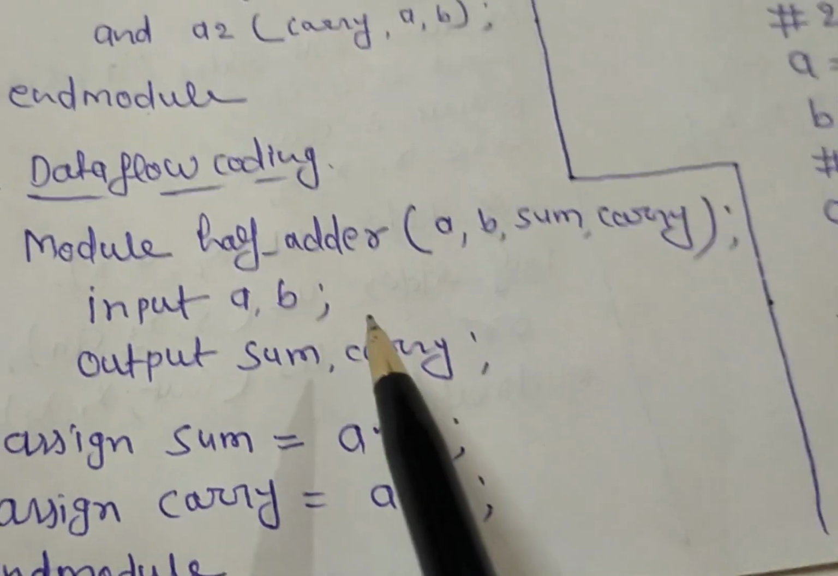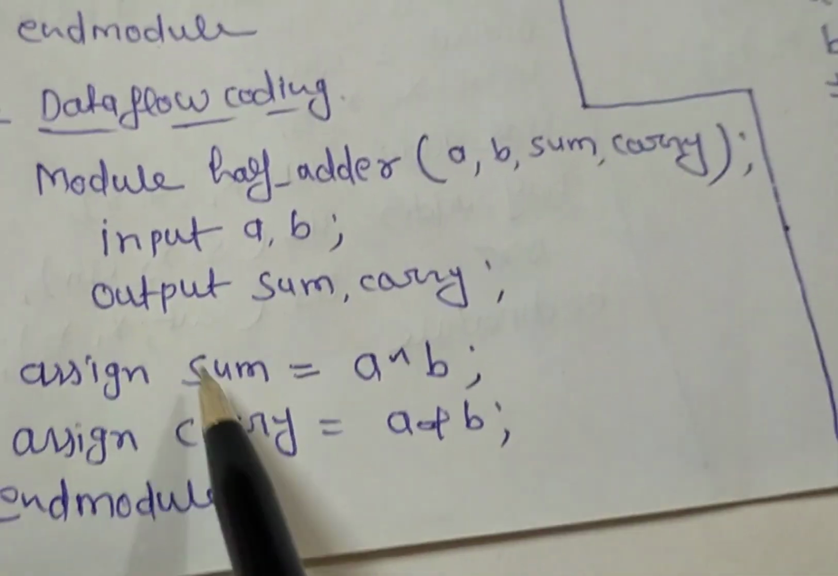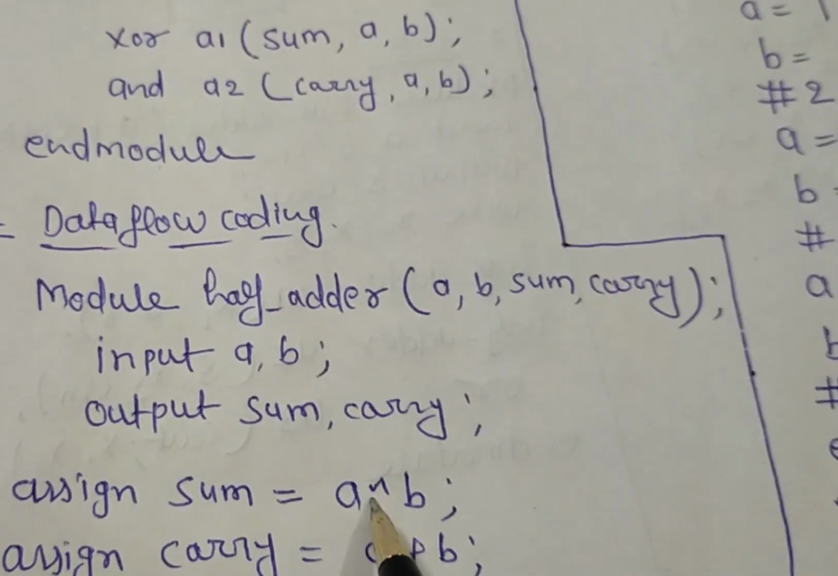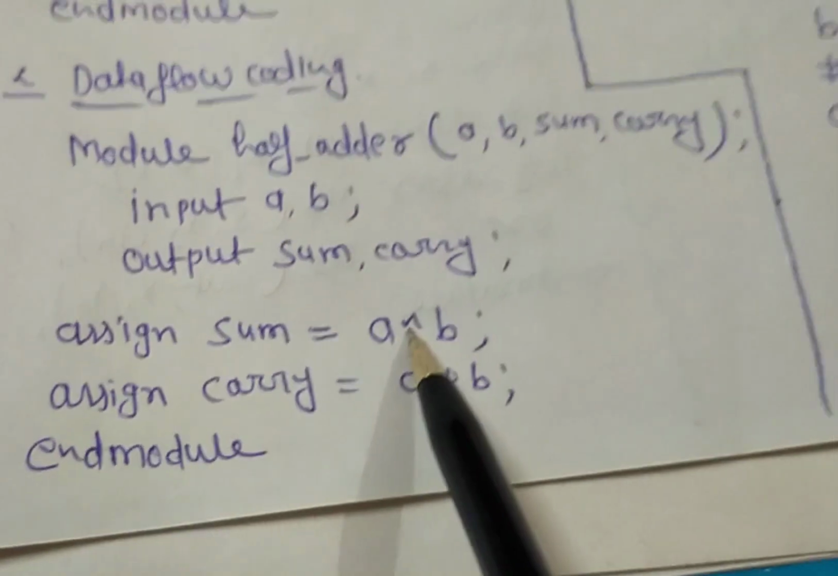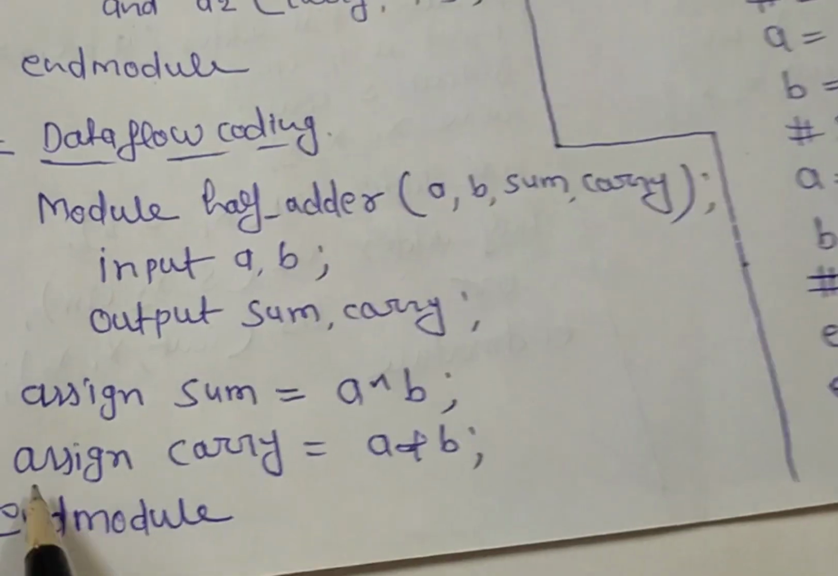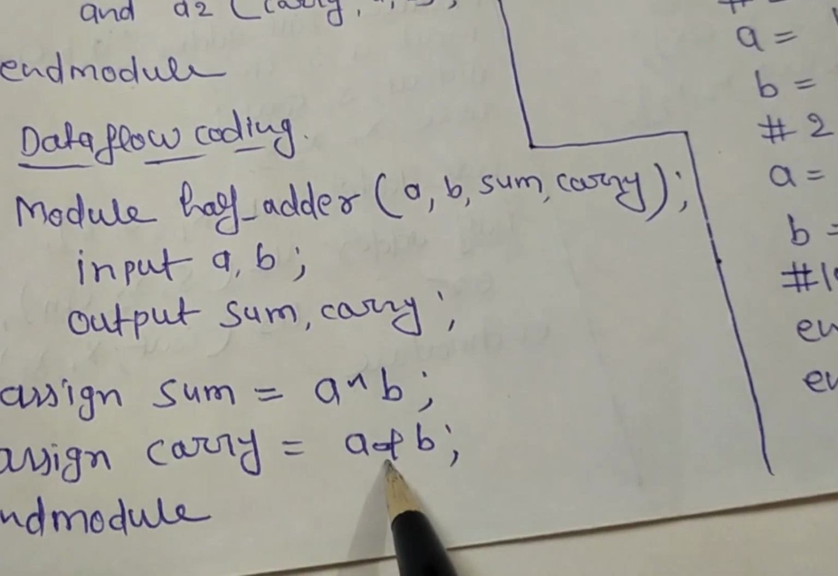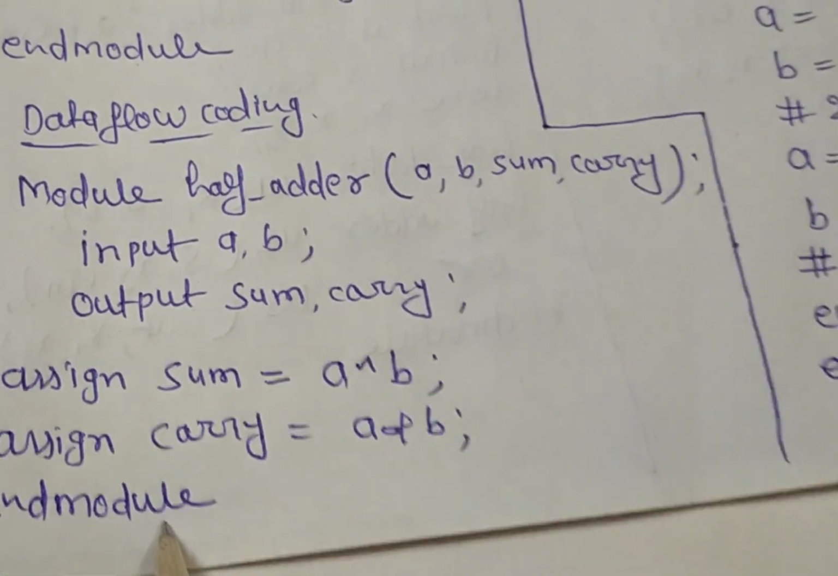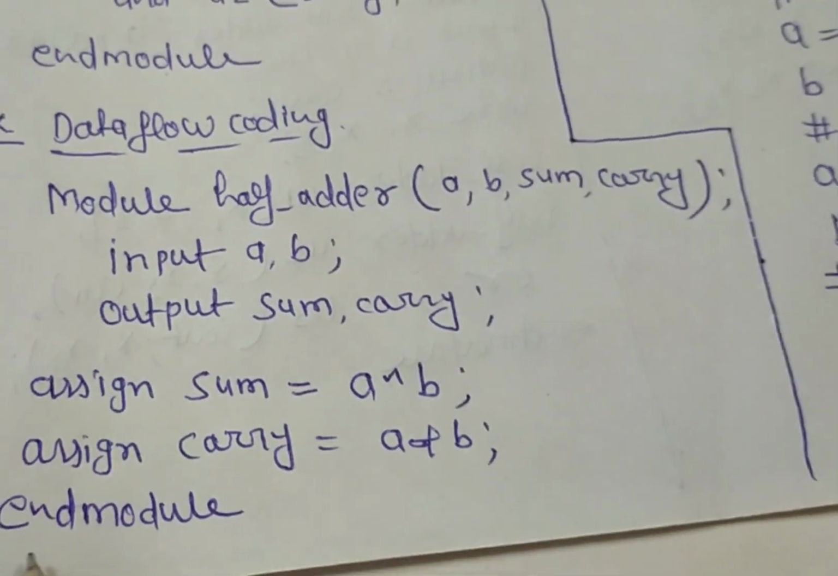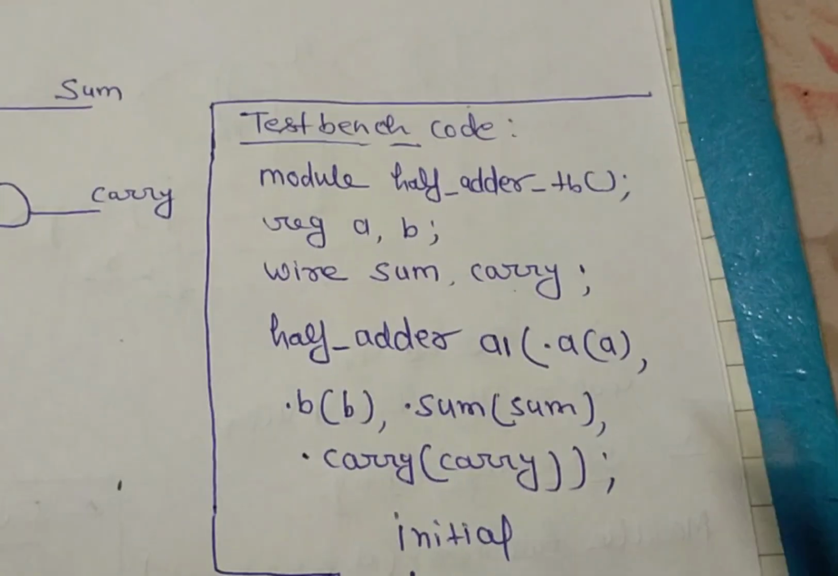In the data flow we need to assign the output. So write assign sum equal to A XOR B. This symbol basically represents the XOR in Verilog. Then semicolon, then again assign the carry output. So assign carry equal to A and B. This symbol basically represents the AND. Then endmodule, because we started through the module keyword and this module must be ended using the endmodule keyword. Now comes the test bench code.